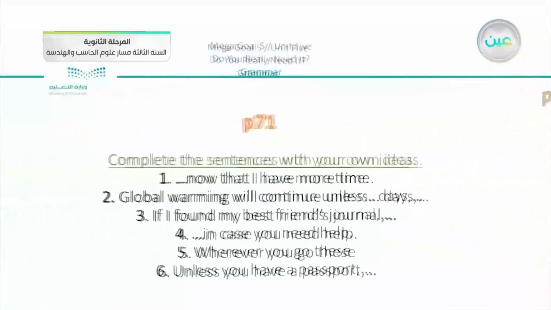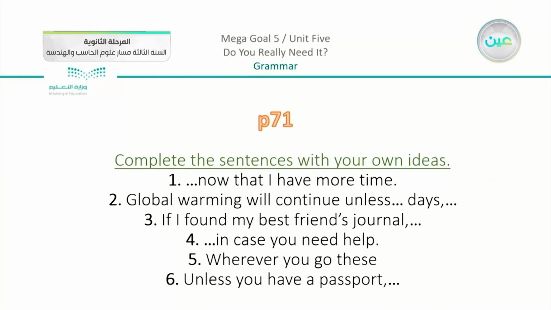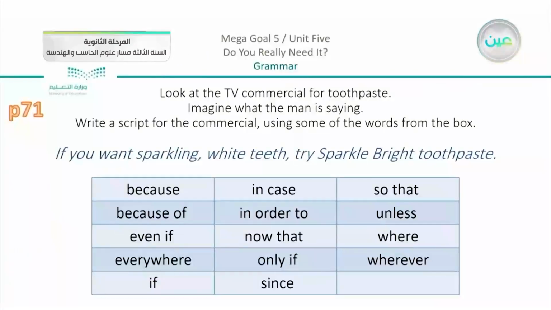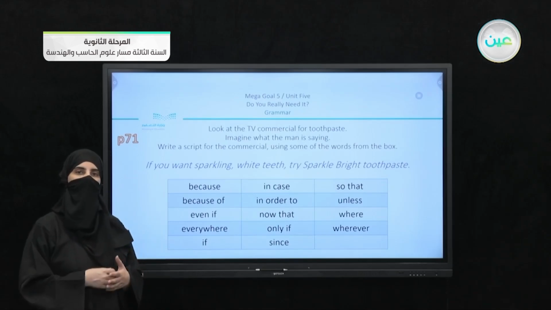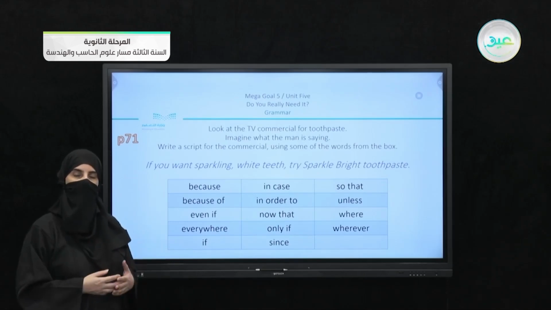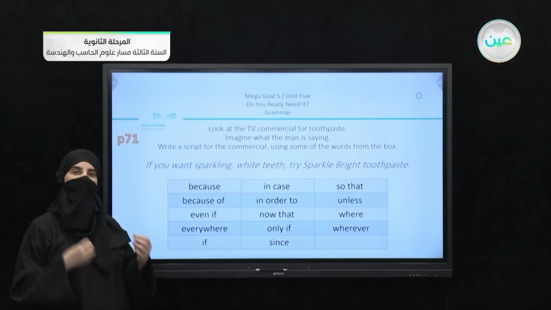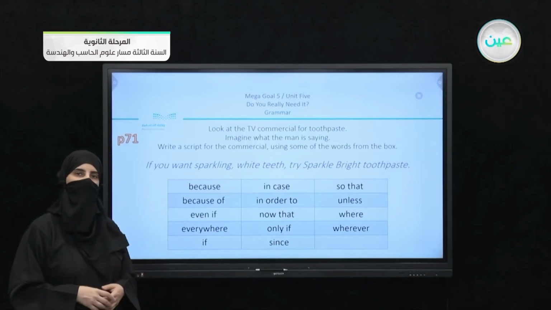Also, you do have on page number 71 to complete the sentences with your own idea. So you have a free exercise here to complete using the correct conjunction based on your own ideas. And we have also the exercise about looking at the TV commercial for toothpaste. Imagine what the man is saying. Write a script for the commercial using some of the words from the box. So also, this is an open idea here. You can use your own ideas, but you have to be careful of choosing the correct conjunctions to form the correct adverb clause, and you can share with your classmates.